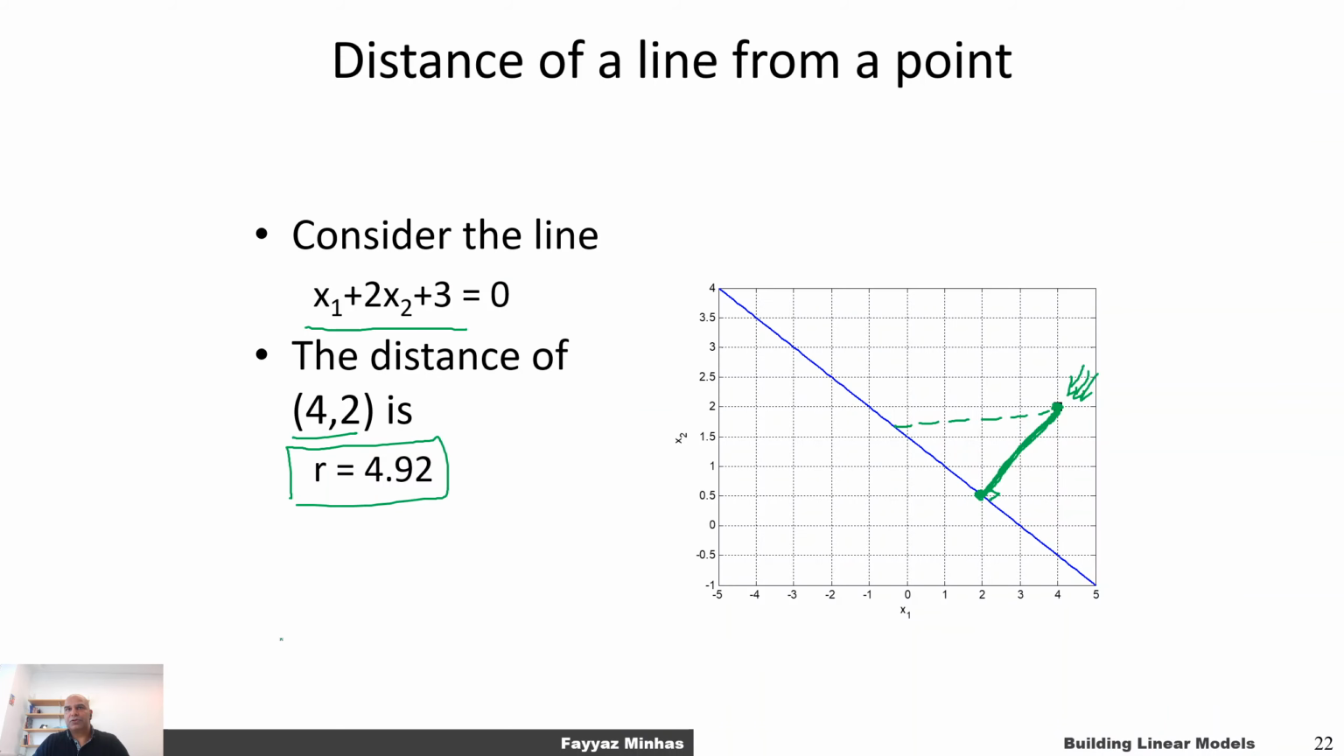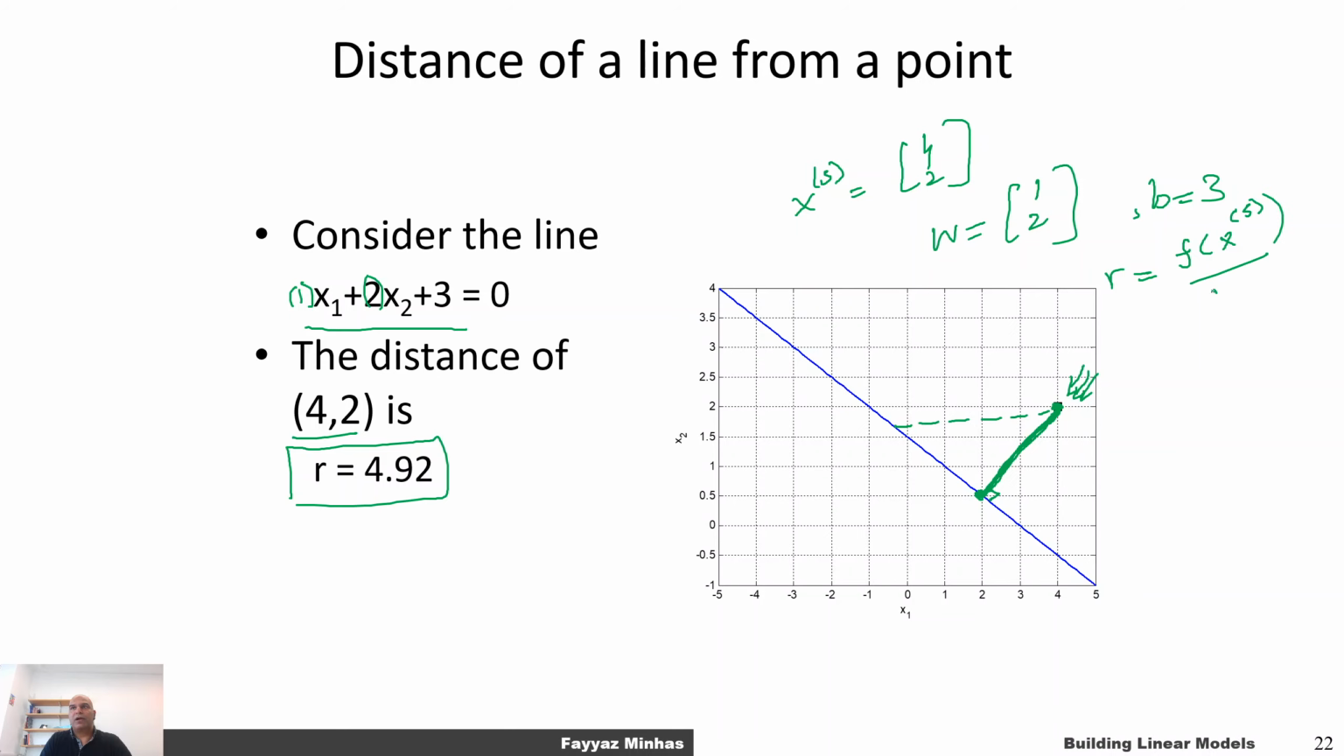Now, what I welcome you to try is to calculate the distance of the point 4, 2. So in this example, xs is equal to 4, 2, and we've got a linear discriminant in which the W vector is equal to 1, 2. So w1 is 1 over here, and then the second part is w2, and the bias value is equal to 3. So what I welcome you to try is the formula that we just derived, which is f of xs divided by the norm of W, and you can go ahead and calculate this R.